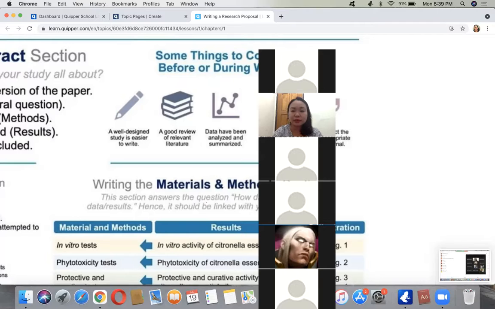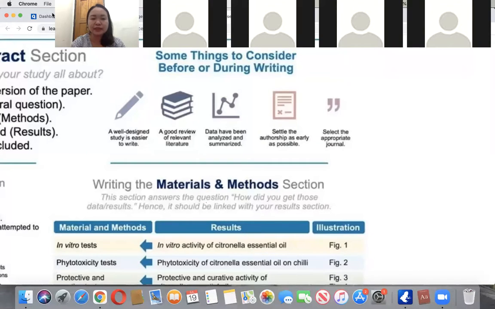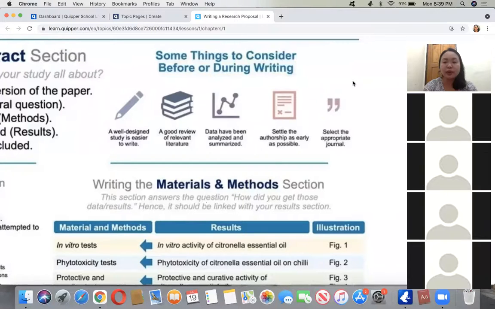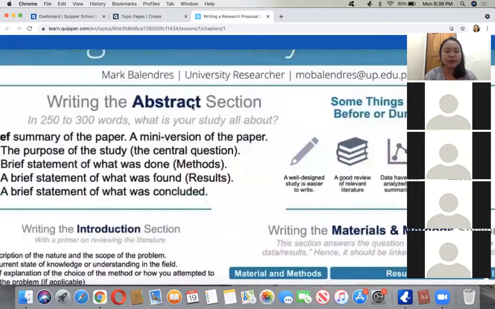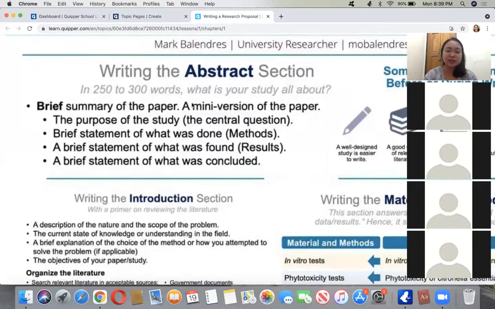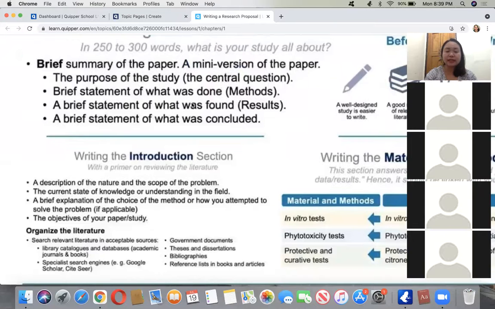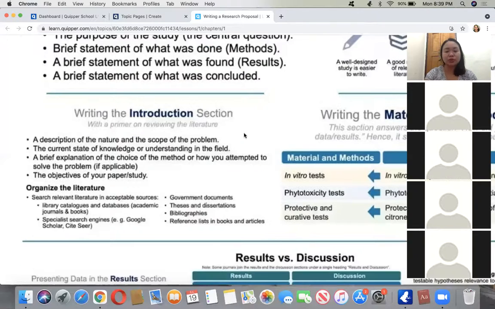Okay, so again, those are the 5 considerations or things to consider when you are writing. Going back, the next would be writing your introduction. The abstract is usually the last one to be done, because you cannot have an abstract if you don't have the results or the conclusion yet.